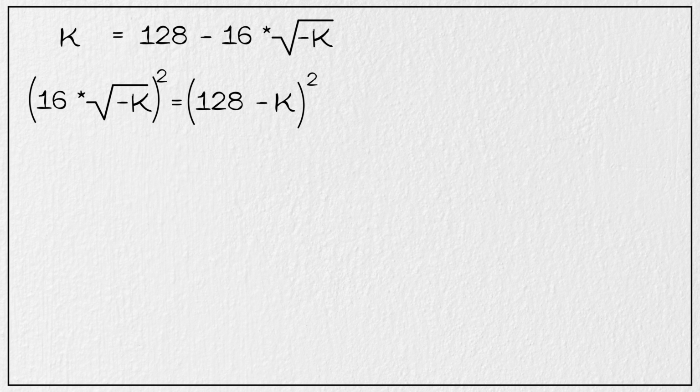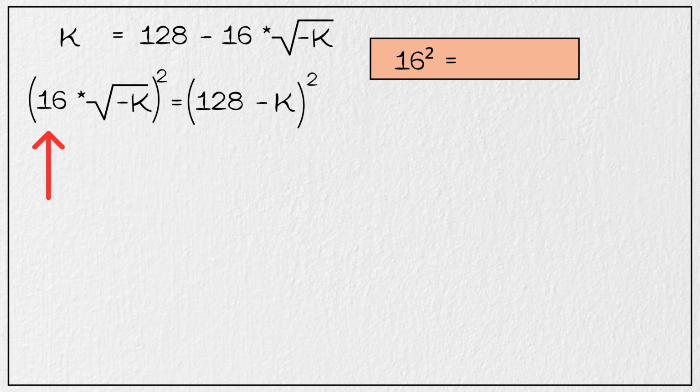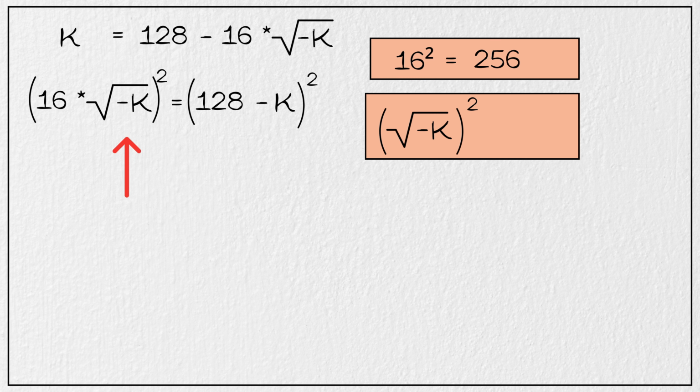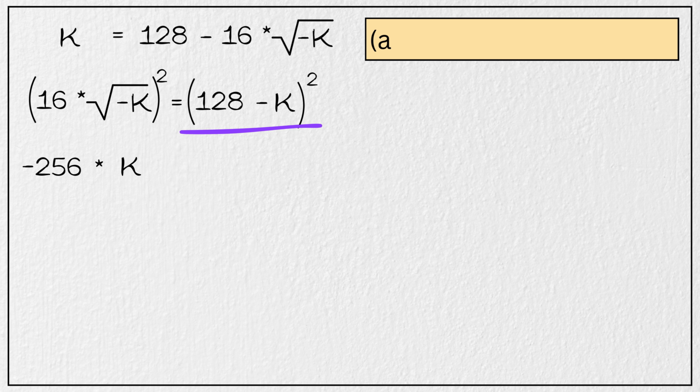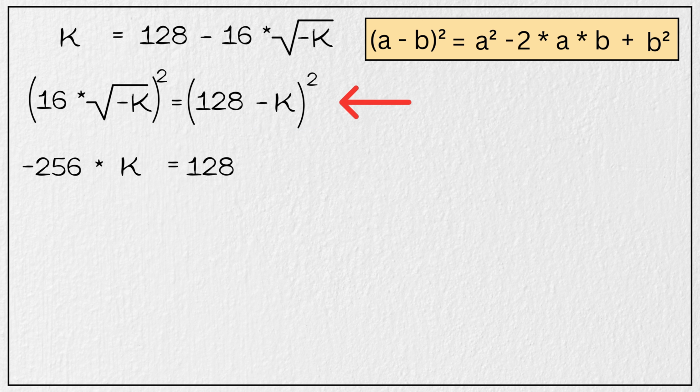Now let's square both sides again to eliminate the square root. On the left-hand side, 16 squared is 256, and the square of the square root of negative k is simply negative k. So now the left-hand side becomes 256 times negative k, or negative 256 times k. Now, again squaring the right-hand side using the identity (a minus b) squared equals a squared minus 2ab plus b squared, this becomes 128 squared minus 2 times 128 times k plus k squared.